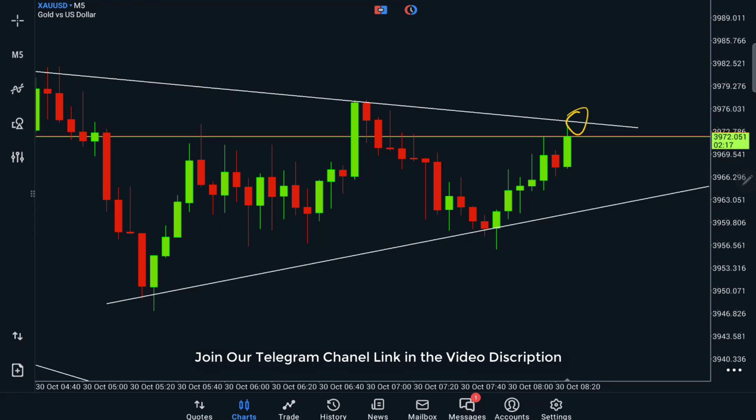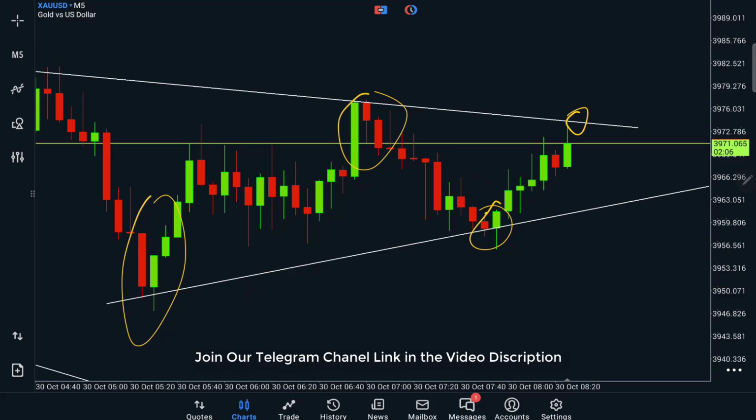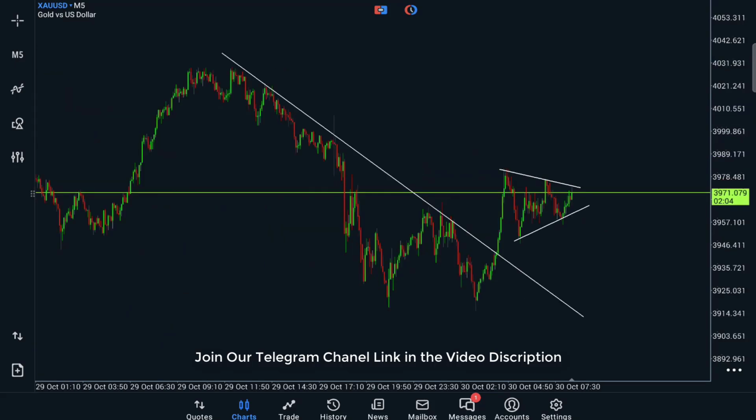No direct entry. You may take a sell entry over there, but we need to wait for candle confirmation, like an engulfing confirmation, like there is a 3 black arrow confirmation. So we need to wait for that kind of confirmation. Otherwise we can't take an entry, because the market is so volatile right now.